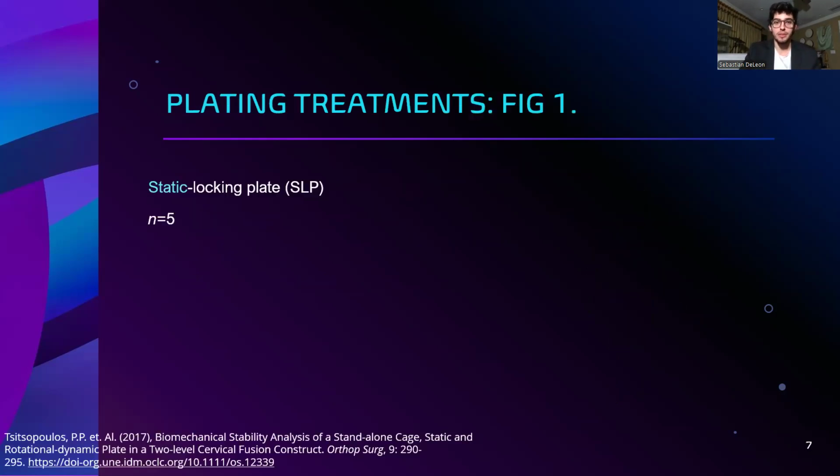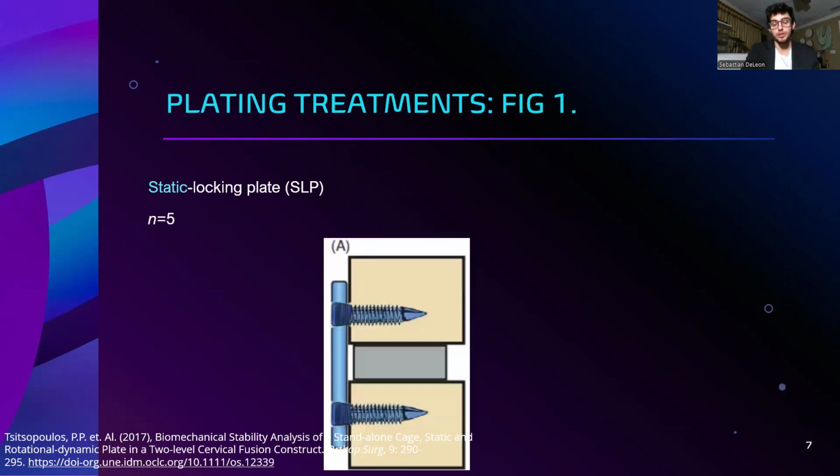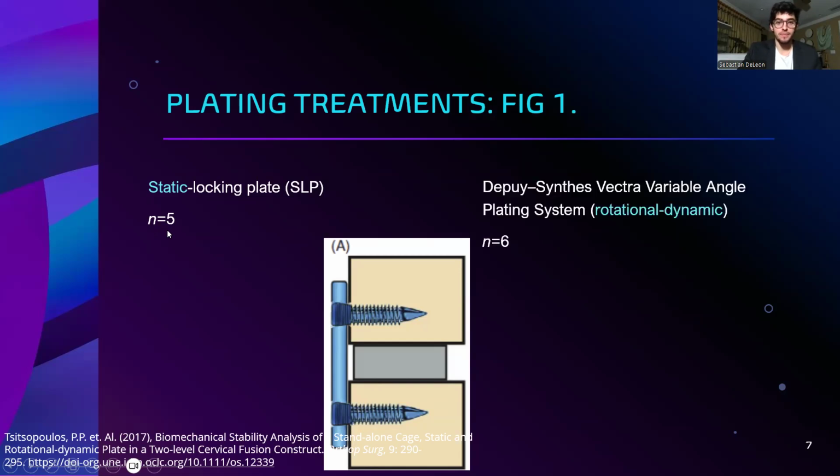I'll be covering the plating treatments with figure one. I took this figure straight out of the paper to show the mechanics of the plates in question. The first one is a static locking plate, abbreviated SLP throughout this paper. They more or less are your basic screw and plate design. There's not much motion going on between the screw and the plate itself. It's very rigid. And five of the 11 treatments were assigned this treatment.